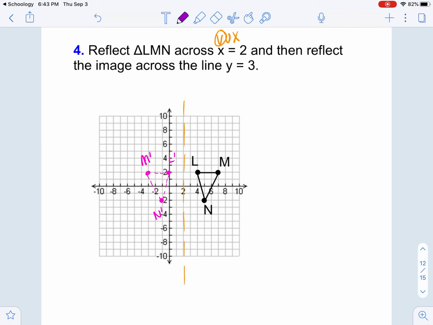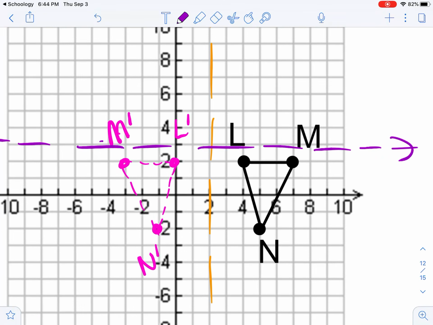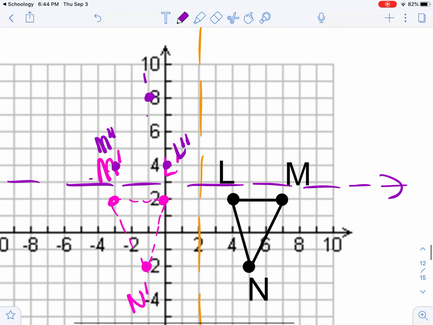All right, now it says, then reflect the image across the line y equals 3. So now I need y equals 3. So I'm going to draw in y equals 3, horizontal line. All right, M double prime is 1 below, so I'm going to go 1 above. That's M double prime. L is 1 below, I'm going to go 1 above. That's L double prime. And then N is 1, 2, 3, 4, 5 below, 1, 2, 3, 4, 5 above. So that is N double prime.